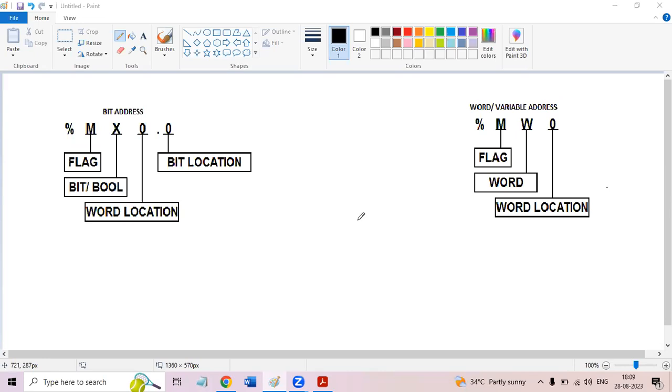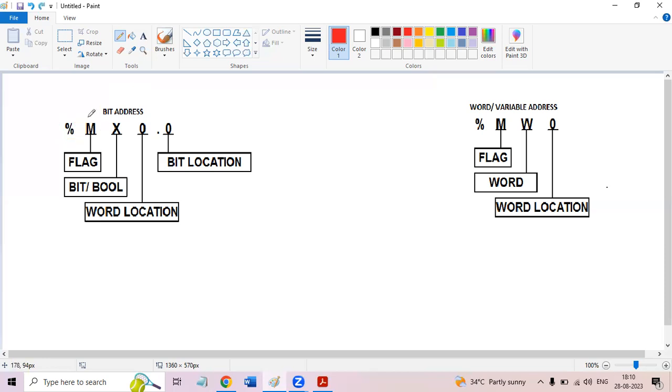So the meaning of %MX0.0: it is a bit address. And %MW0 is a word address. In %MX0.0, the percentage sign is just one syntax, nothing else.